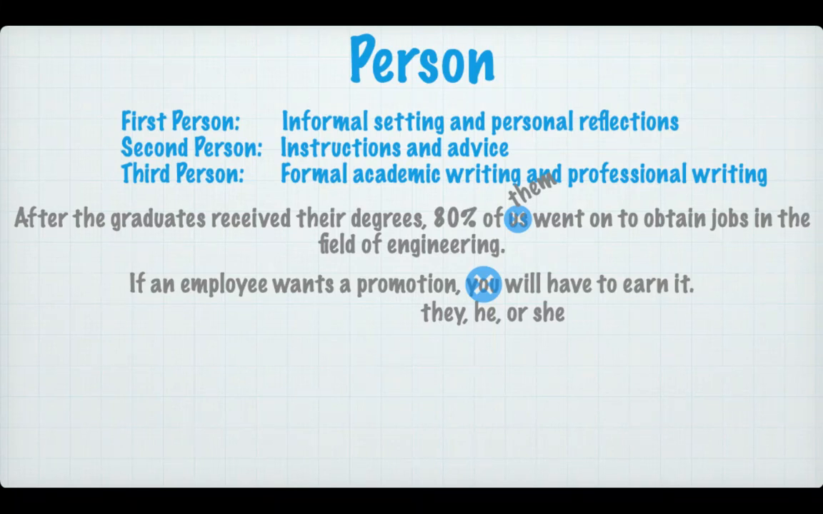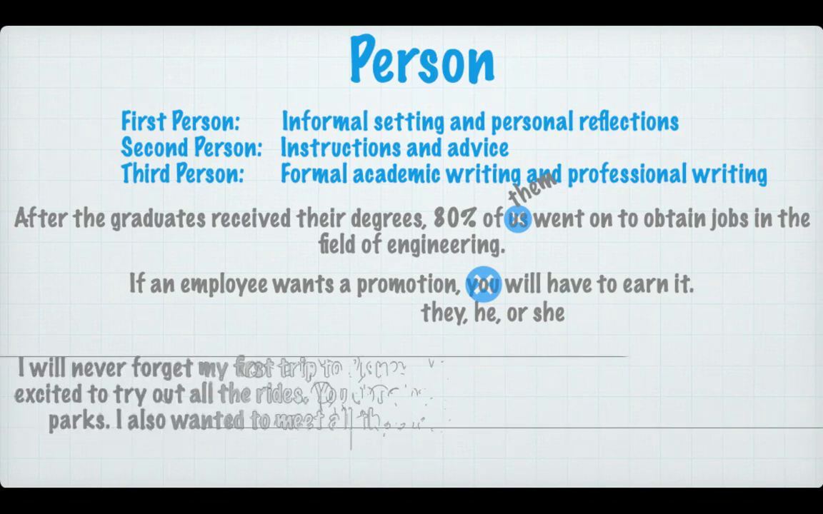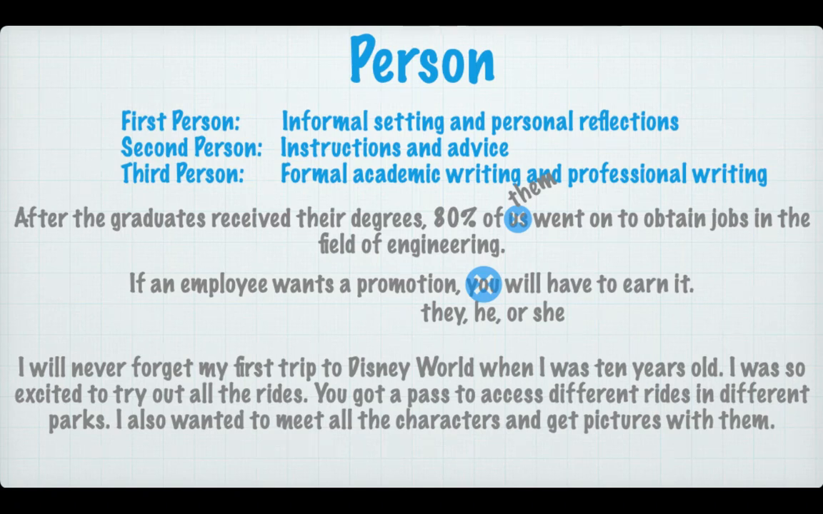Point of view should also be consistent in paragraphs. Take a look at the following example. See if you can catch the errors. I will never forget my first trip to Disney World when I was 10 years old. I was so excited to try out all the rides. You got a pass to access different rides in different parks. I also wanted to meet all the characters and get pictures with them. In this, the writer shifts the perspective from first person, I, to second person, you. Now, to correct the error, revise the third sentence so that it uses a first person pronoun, I. I got a pass.